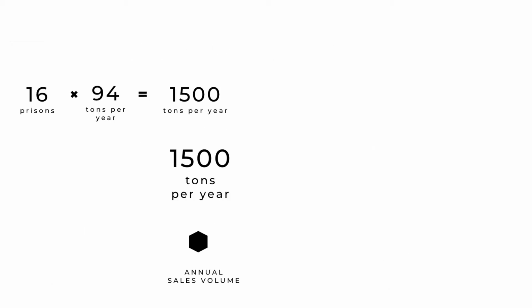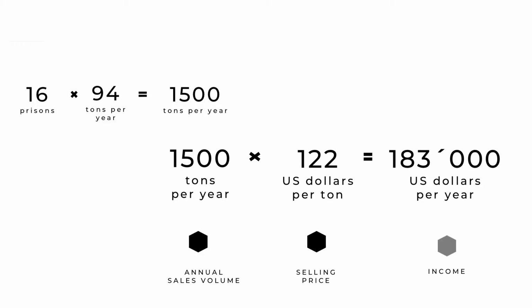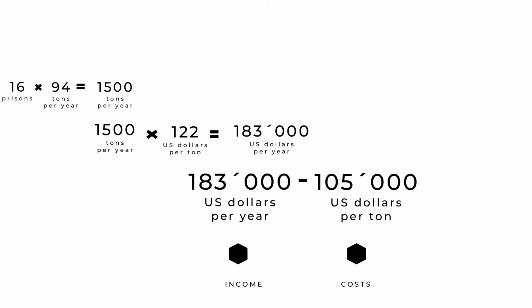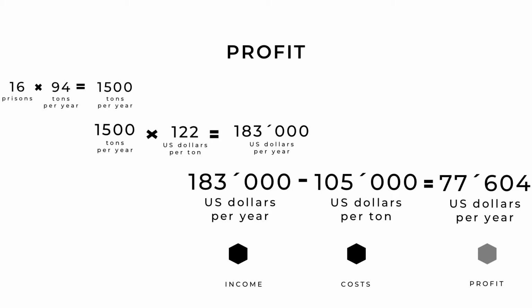Now multiplying this number with the selling price of $122 per ton results in an income of around $183,000 per year. In the case of Kusen, this is enough to cover its costs of roughly $105,000 and to make a profit of $77,600 and a few US dollars. I hope this example made it clear what market size and share mean for your business.